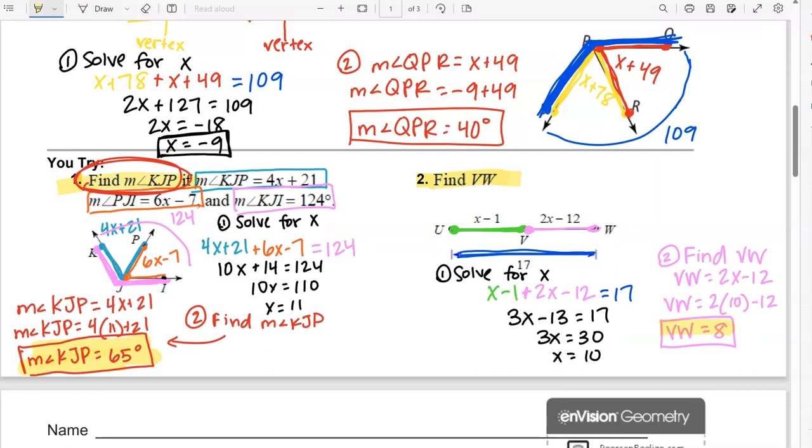As you can see here, I have both answers worked out and completed for you. So number 1 asked you to find the angle KJP that ended up being 65 degrees. And number 2 asked you to find the distance from B to W, which ended up being 8. If you've got any questions on this, please call your teacher over so that we can see where errors might have gone wrong.